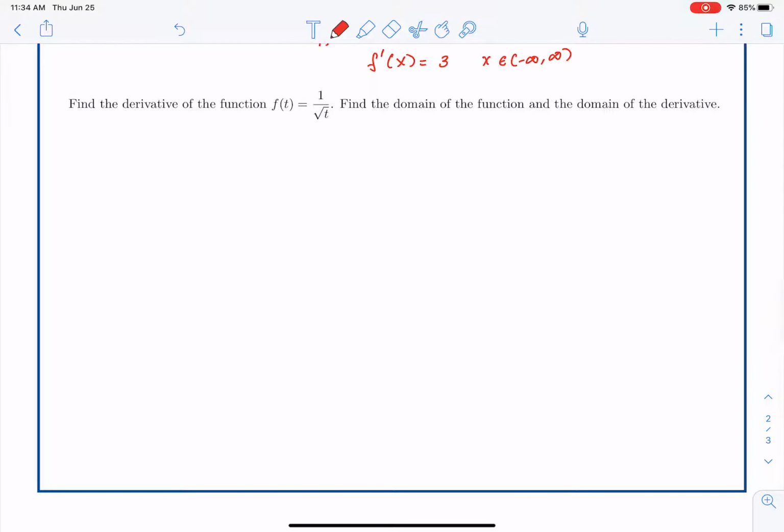Now here is another example where we have f of t equals 1 over square root of t. So first thing we have to do is find the domain of f of t. We cannot plug in 0. If we plug in 0, the denominator would become 0, and 1 over 0 is undefined, so the domain has to be negative infinity to 0, union 0 to infinity. So this is an infinite discontinuity at t equals 0.